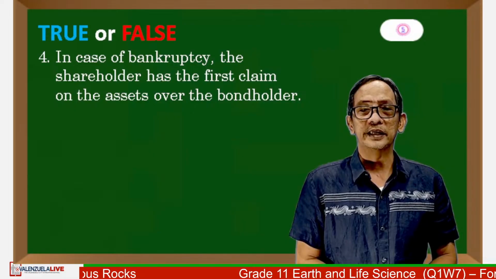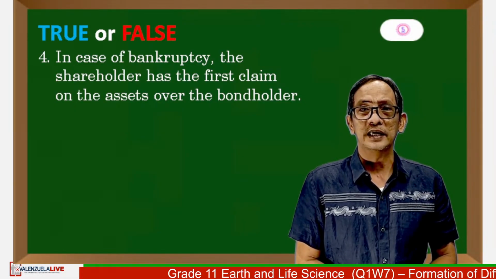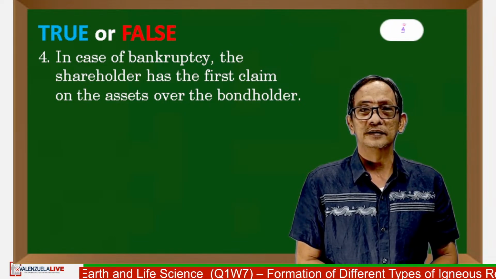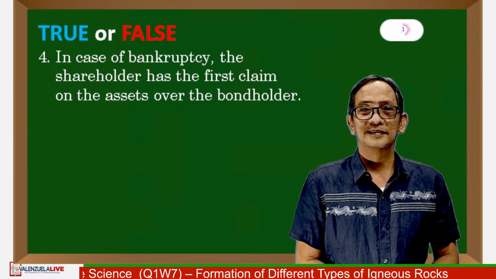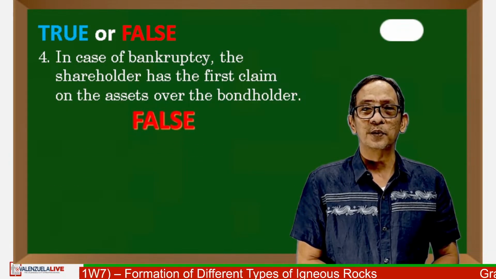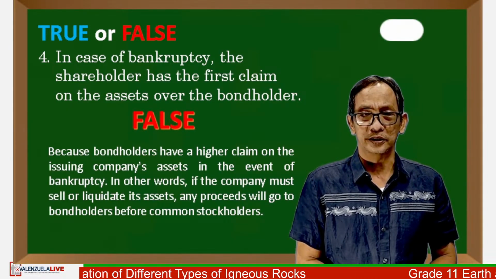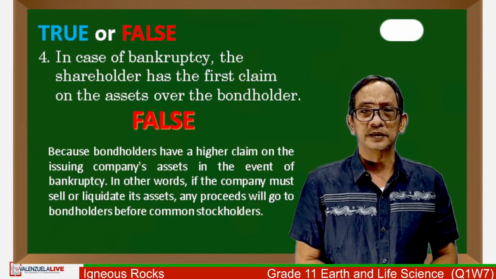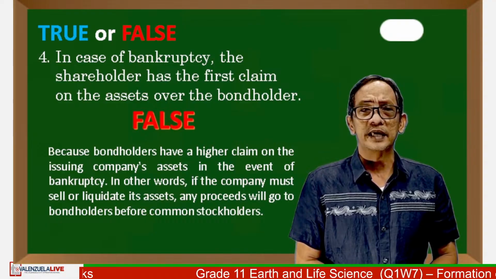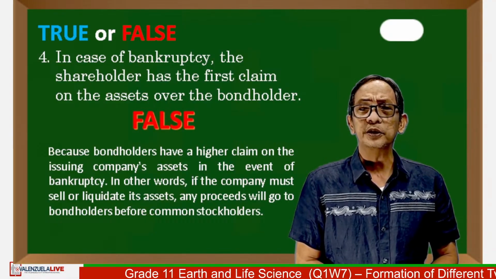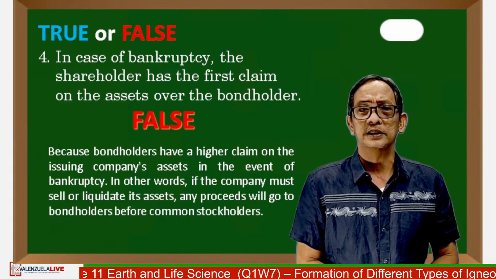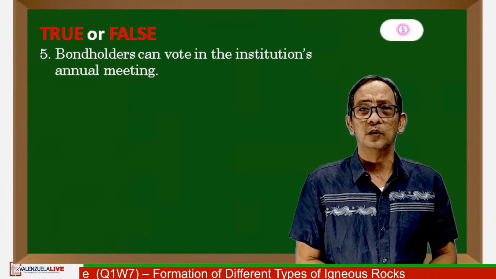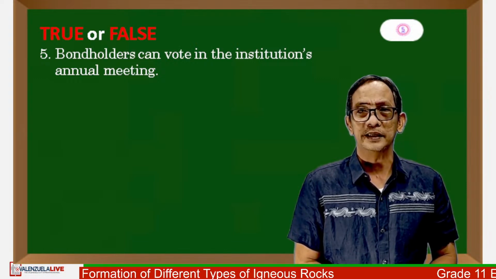Number 4, in case of bankruptcy, the shareholder has the first claim on the assets over the bondholder. 5 seconds. If your answer is false, then you are correct. Because bondholders have a higher claim on the issuing company's assets in the event of bankruptcy. In other words, if the company must sell or liquidate its assets, any proceeds will go to bondholders before common stockholders. Number 5, bondholders can vote in the institution's annual meeting.